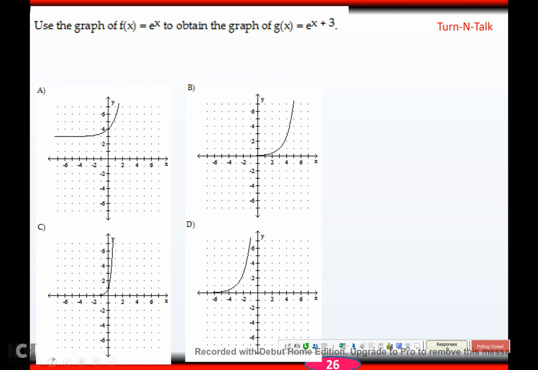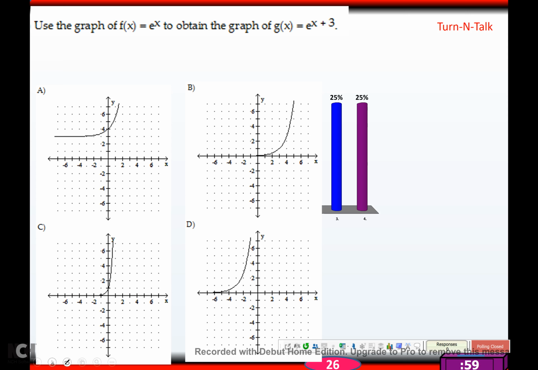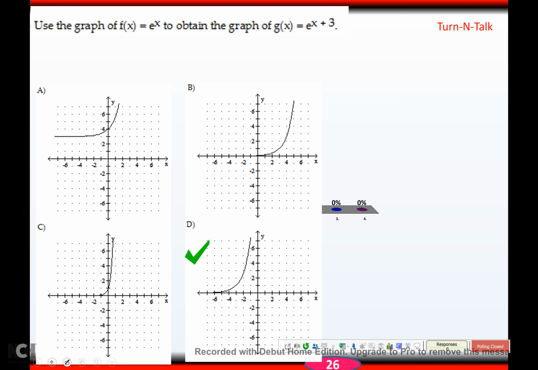Go. Hit pause. Come back when you're ready. And hopefully you got D. Again, e to the x would pass through 0, 1, and 1, e, which is 2.72. So 0, 1, 1, 2 and a little bit. There would be mother e. Okay, and this says I'm going to go 3 units left. 1, 2, 3. 1, 2, 3. There we go.